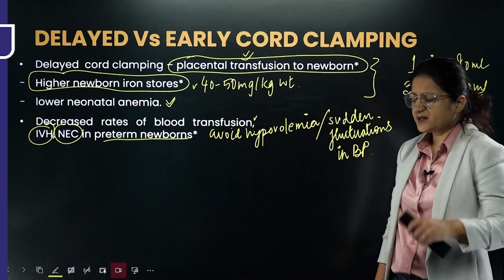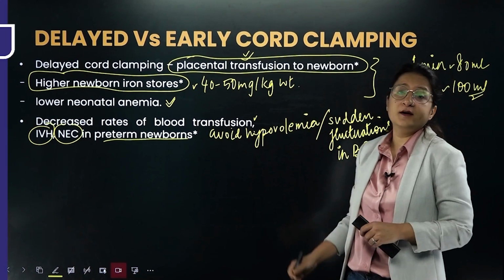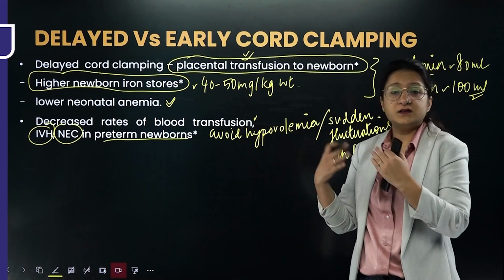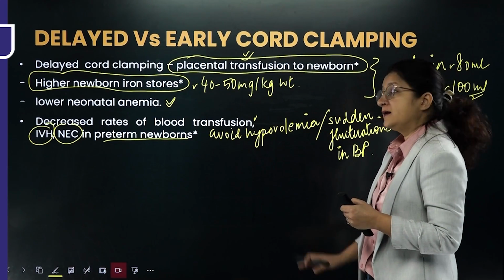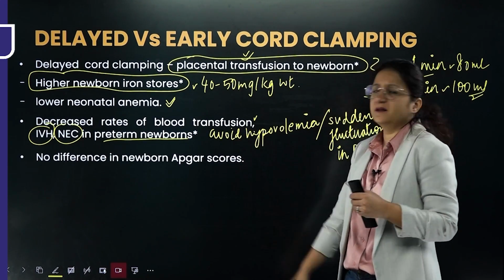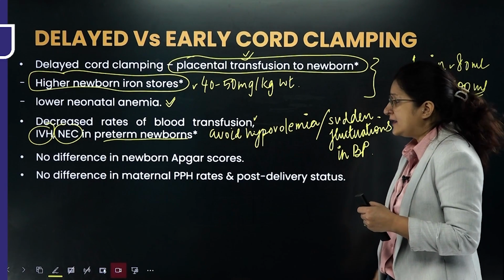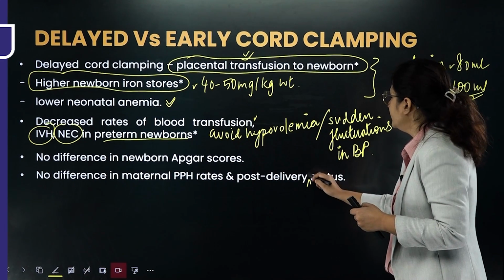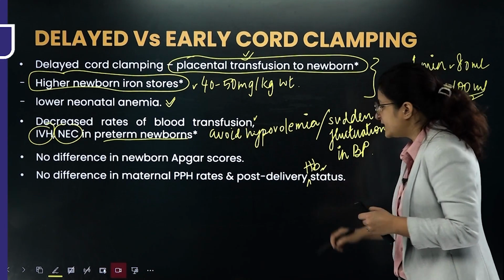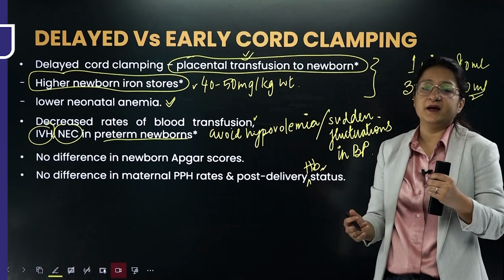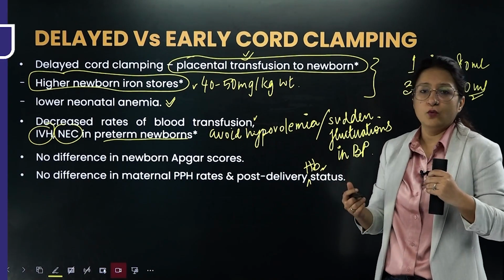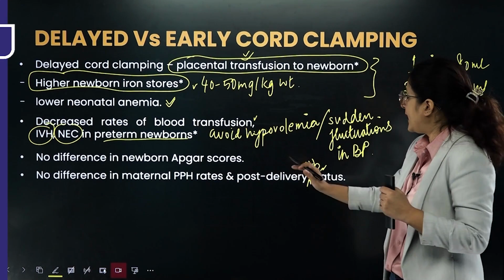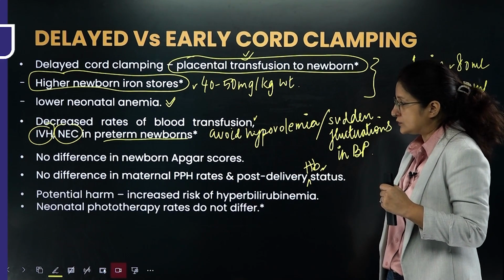There was concern that with delayed cord clamping, maybe the resuscitative efforts directed towards the newborn may not be possible. But overall, there is no difference in the newborn APGAR scores. There is no difference in maternal PPH rates and post-delivery hemoglobin status as well. Because there was concern that if delayed cord clamping is done, maybe the woman will lose more blood. But that is not true, okay? So there's no difference in maternal PPH rates and post-delivery hemoglobin status also.